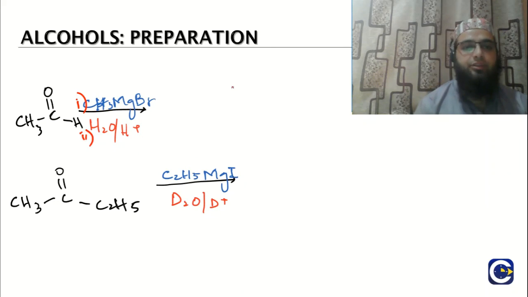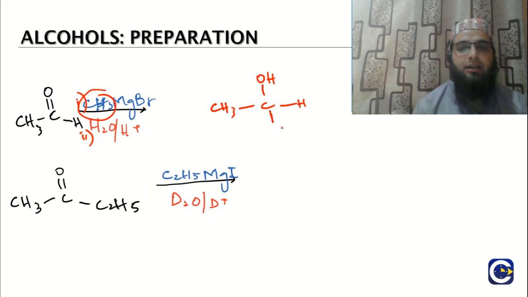This is a simple reaction, nothing to think about. We have to make an alcohol, so it will be CH3, C-OH at this position and H as it is, and to this carbon will be attached this part of the Grignard reagent, that is CH3. Now this is the secondary alcohol that has been formed.